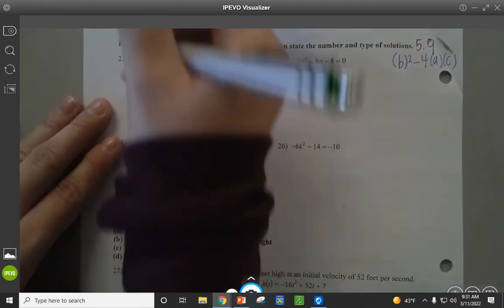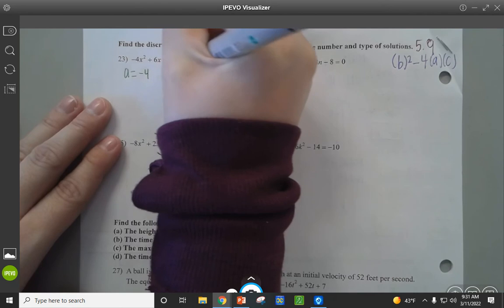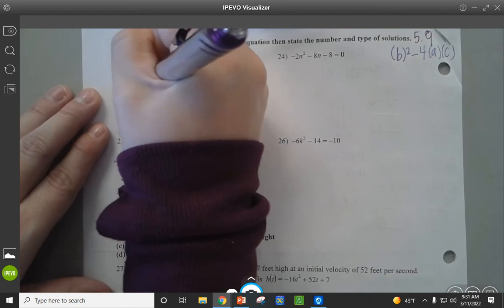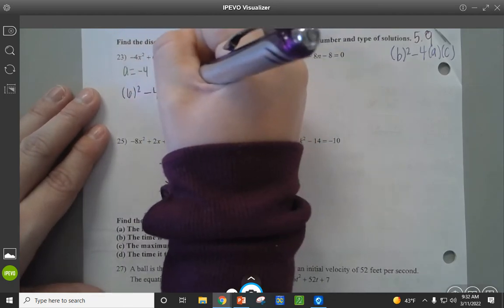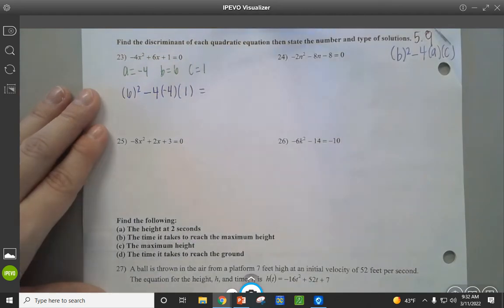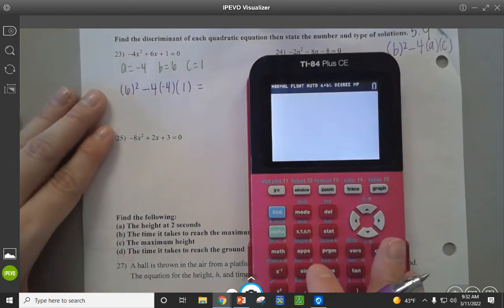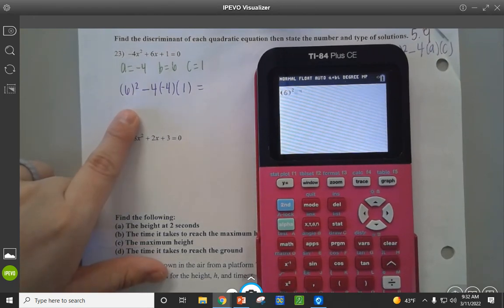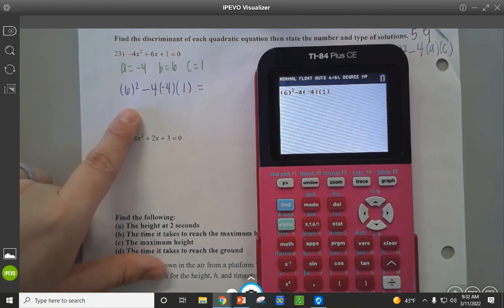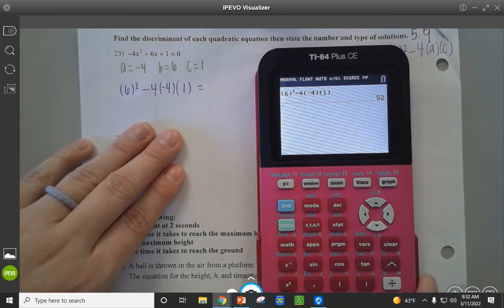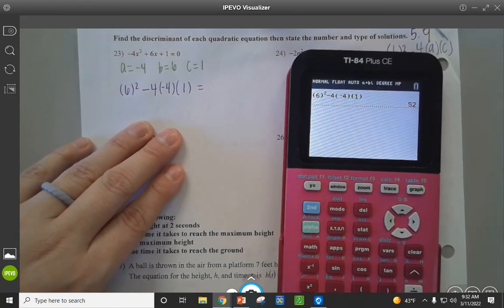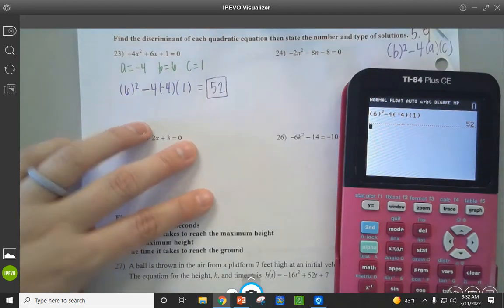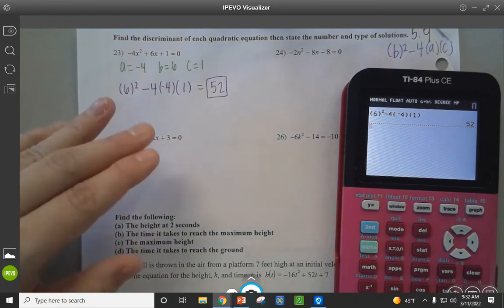All right, so what is my A, B, and C? B squared minus 4. My A is negative 4, and my C is 1. So B squared minus 4AC, and we get 52. So the discriminant is 52. If the question says, what is the discriminant, you answer the number.